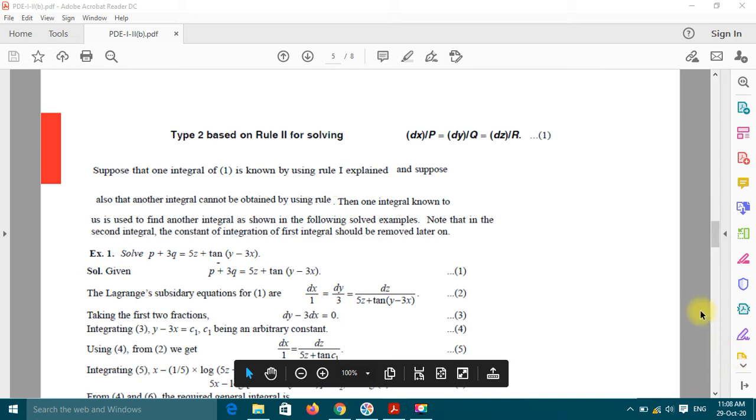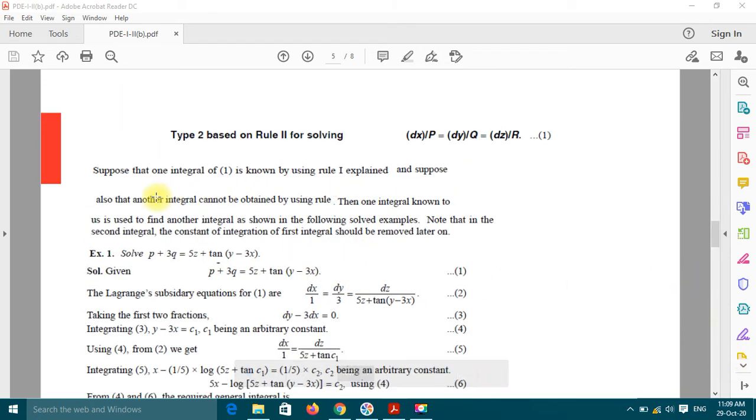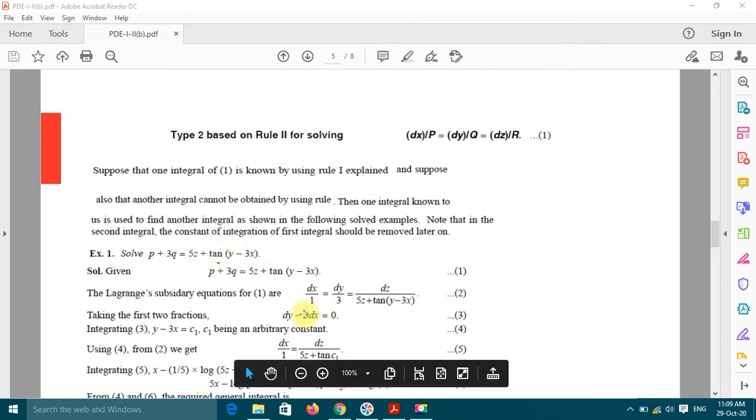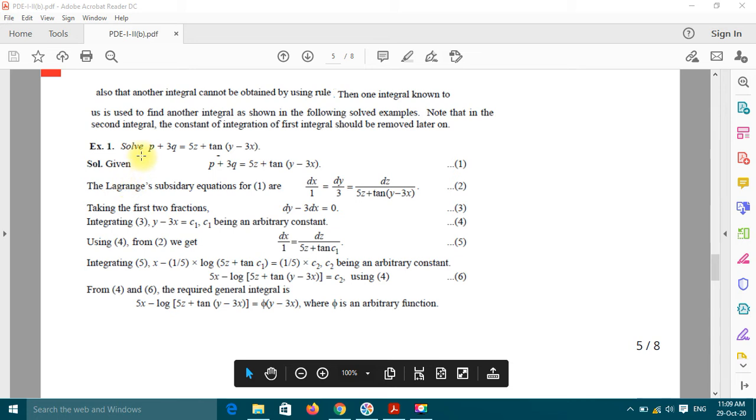Now type 2 problem. In type 2 problem, as you know, one of the integrals of the given differential equation is obtained by rule 1, discussed above, and using that function we try to find the other solution. Okay, so now we explain this with the help of an example.